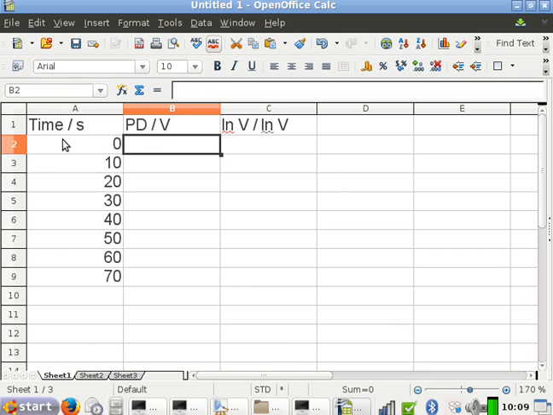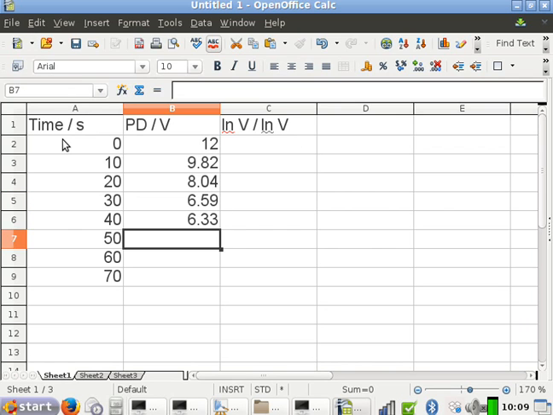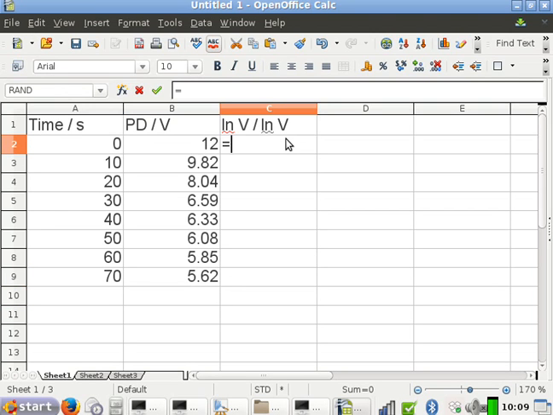The voltage goes 12, 9.82, 8.04, 6.59, 6.33, 6.08, 5.85, 5.62. So now log voltage. So what's log of 12? Ln 12, please. 2.4849. Yeah, good. So like this.